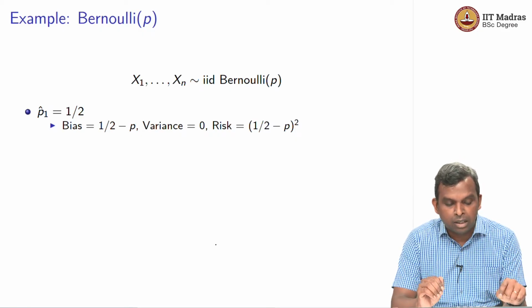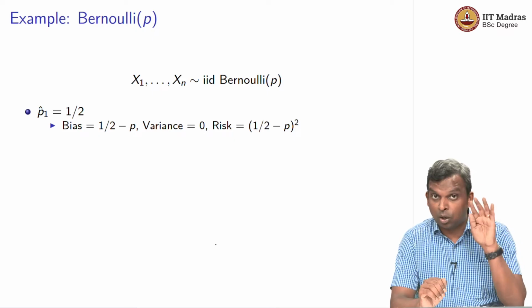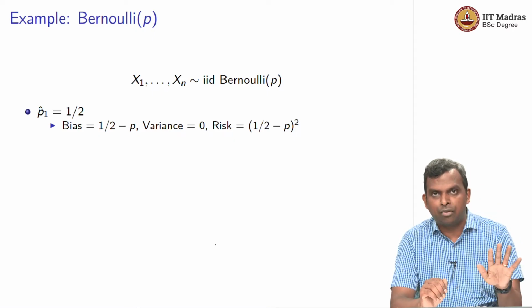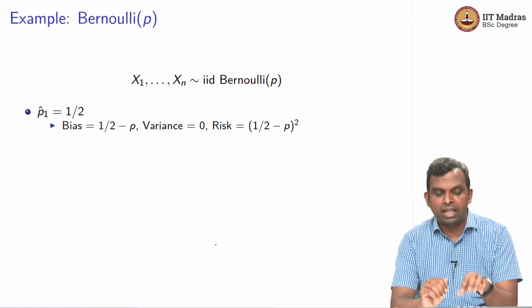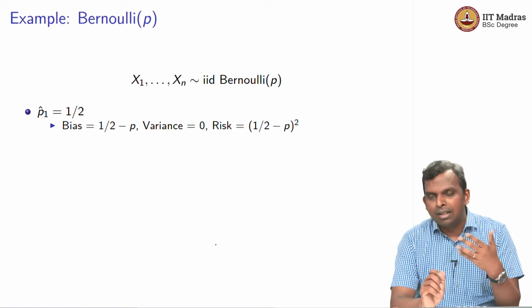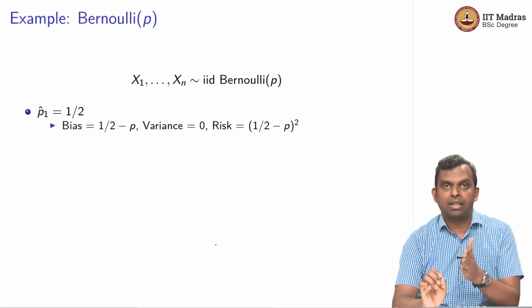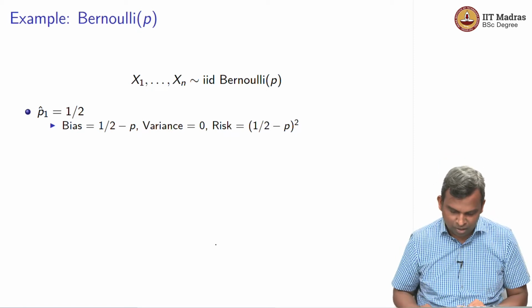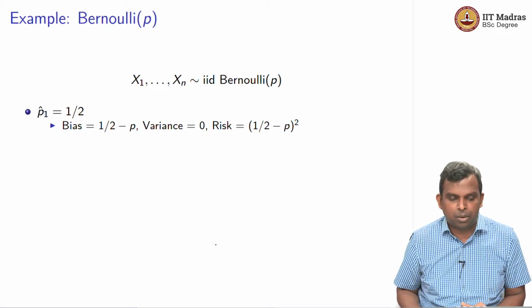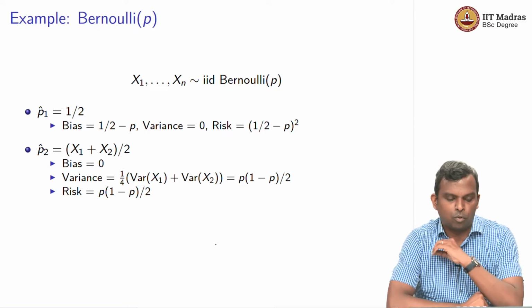Bias is expected value of theta hat minus theta. Now theta hat is a constant here, p1 hat equals half. So the expected value of half is half, minus p. And variance is 0 because the variance of half is just 0. There's no variance for a constant, and risk is just bias square plus variance, so it just becomes bias square. So easy enough calculation, but it's good to see this and do it a couple of times to be sure. Our next estimator becomes slightly more involved.